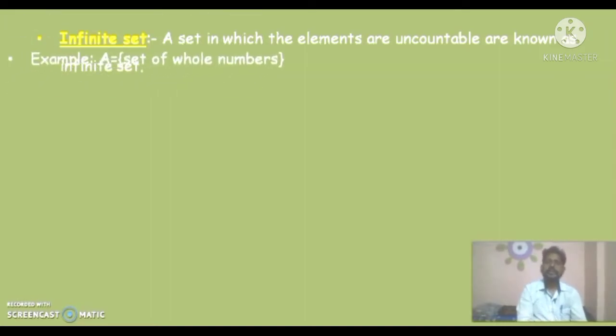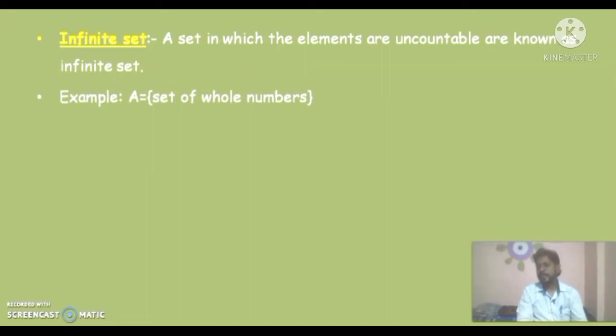For example, take A is equal to the set of whole numbers. If it is the set of whole numbers, as we know, it is very difficult to count. See here, A is equal to {0, 1, 2, 3, 4, 5, 6, 7, 8, 9, and so on up to n numbers}, because the numbers are unlimited. We can't count the numbers. So such examples are described in the definition as an infinite set.